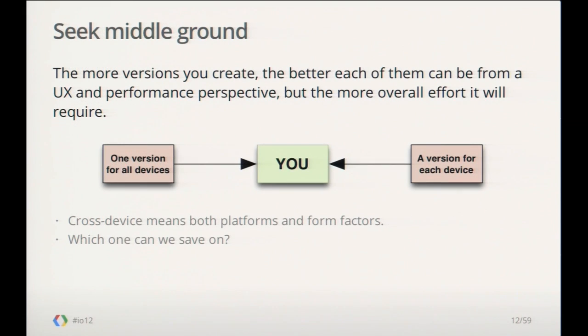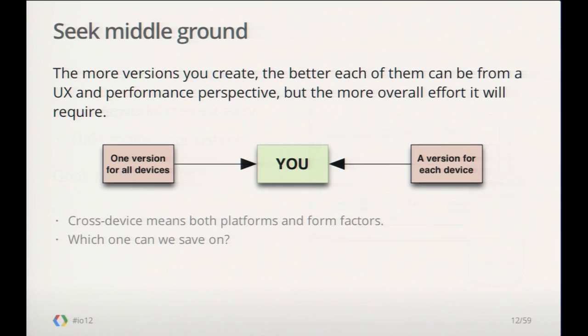So we need to find some sort of middle ground, keeping in mind this trade-off that the more versions you create, the better each one can be from a user experience perspective, but the more effort it'll require. So the question then is, where can we save some effort? And how can we make a better decision of what to build? So we have two sort of axes to choose from. We have platforms and form factors.